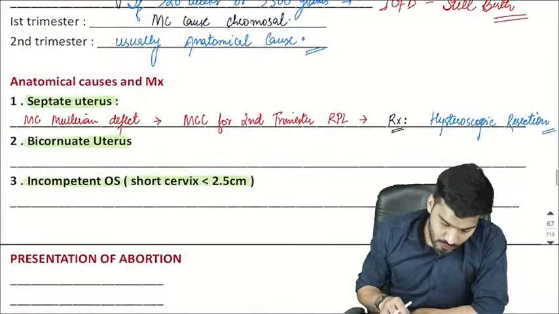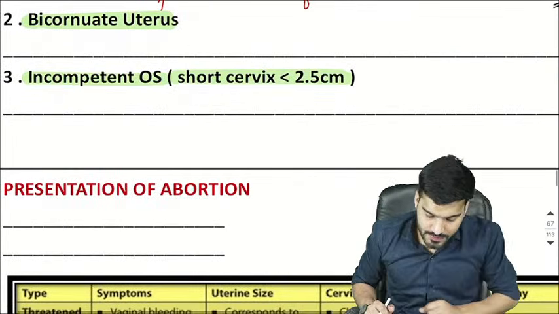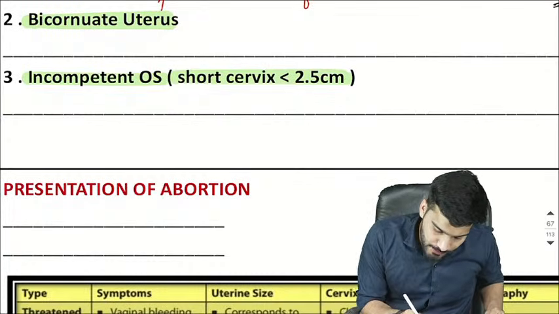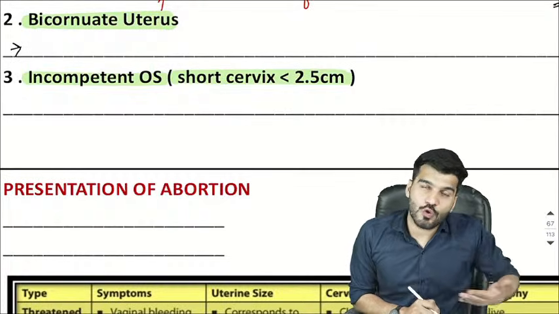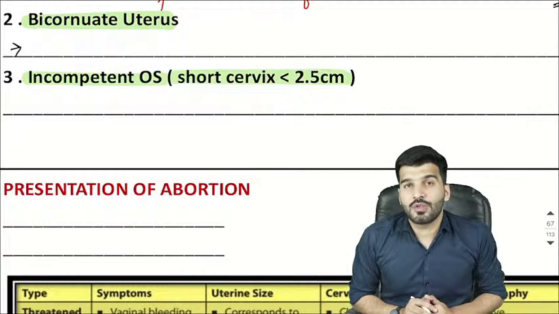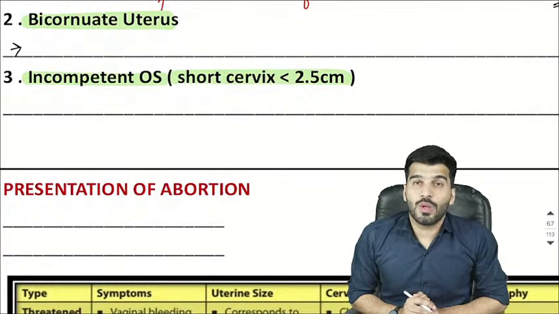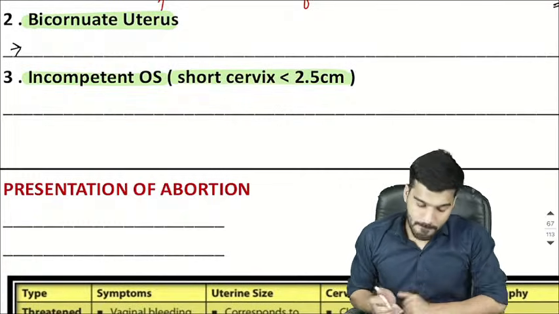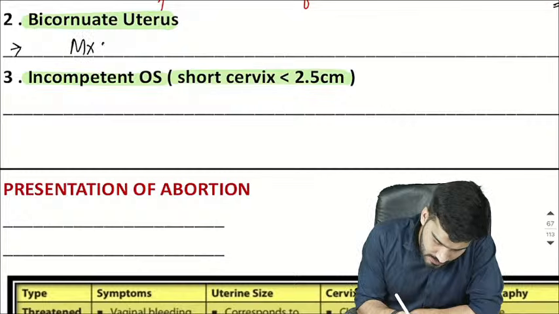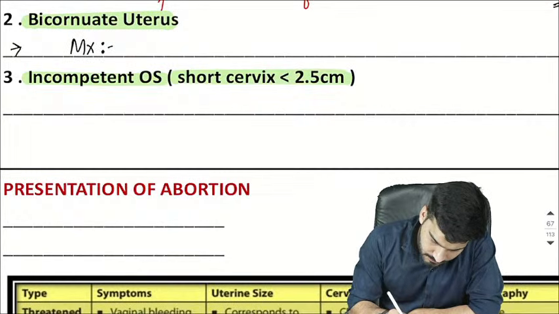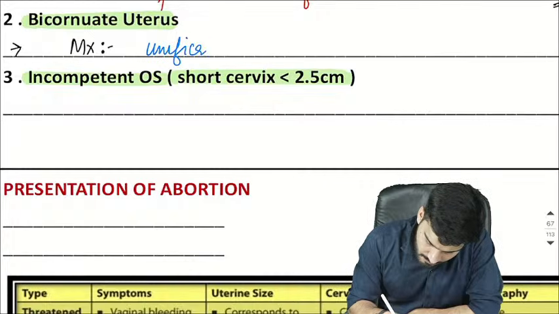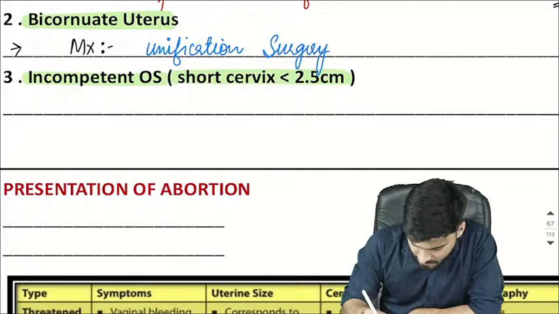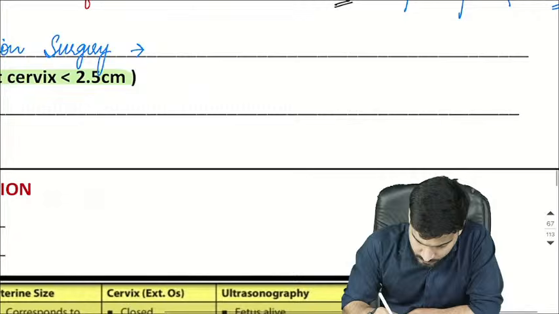Clear? Next to that is the bicornuate uterus. What is a bicornuate uterus? We have two horns, and it also predisposes to second trimester abortion. What will be the treatment for that? We go for a unification surgery, which is also called Strassman metroplasty. So the management is unification surgery or Strassman metroplasty.